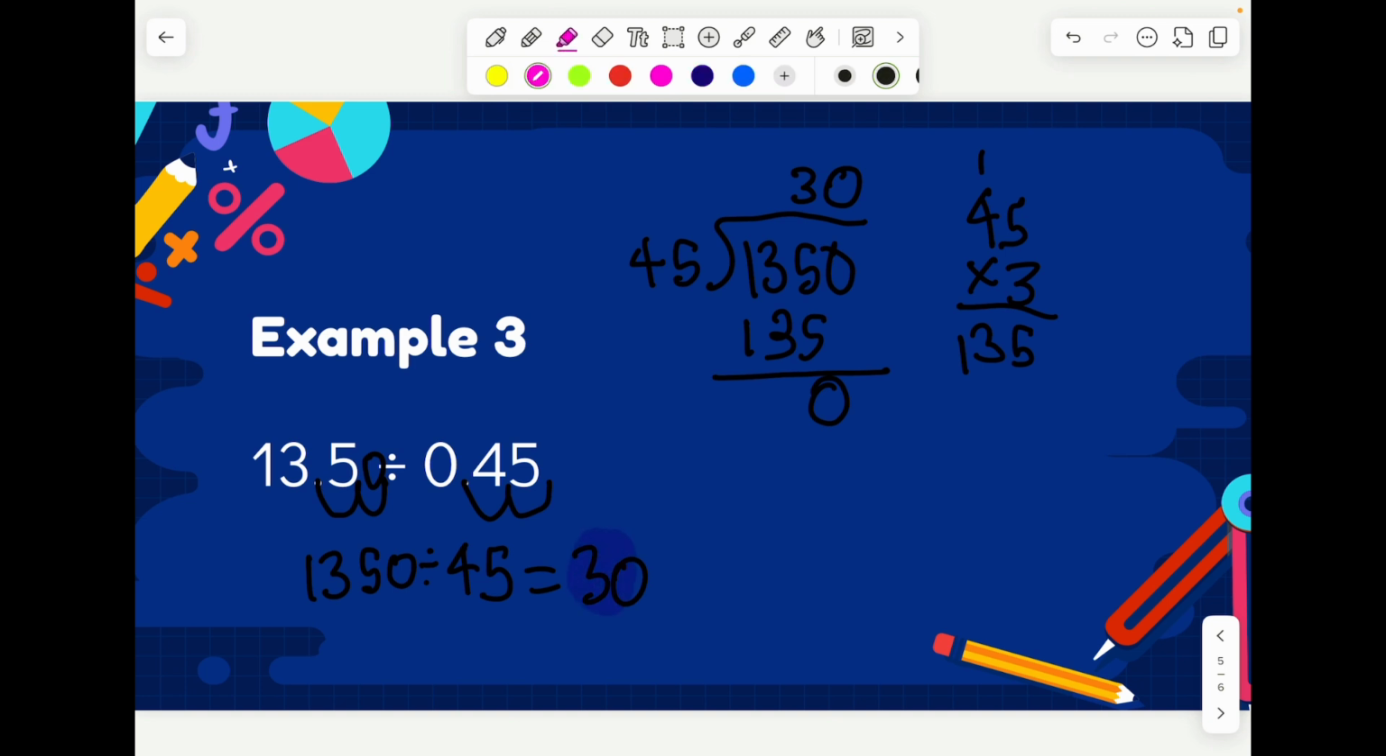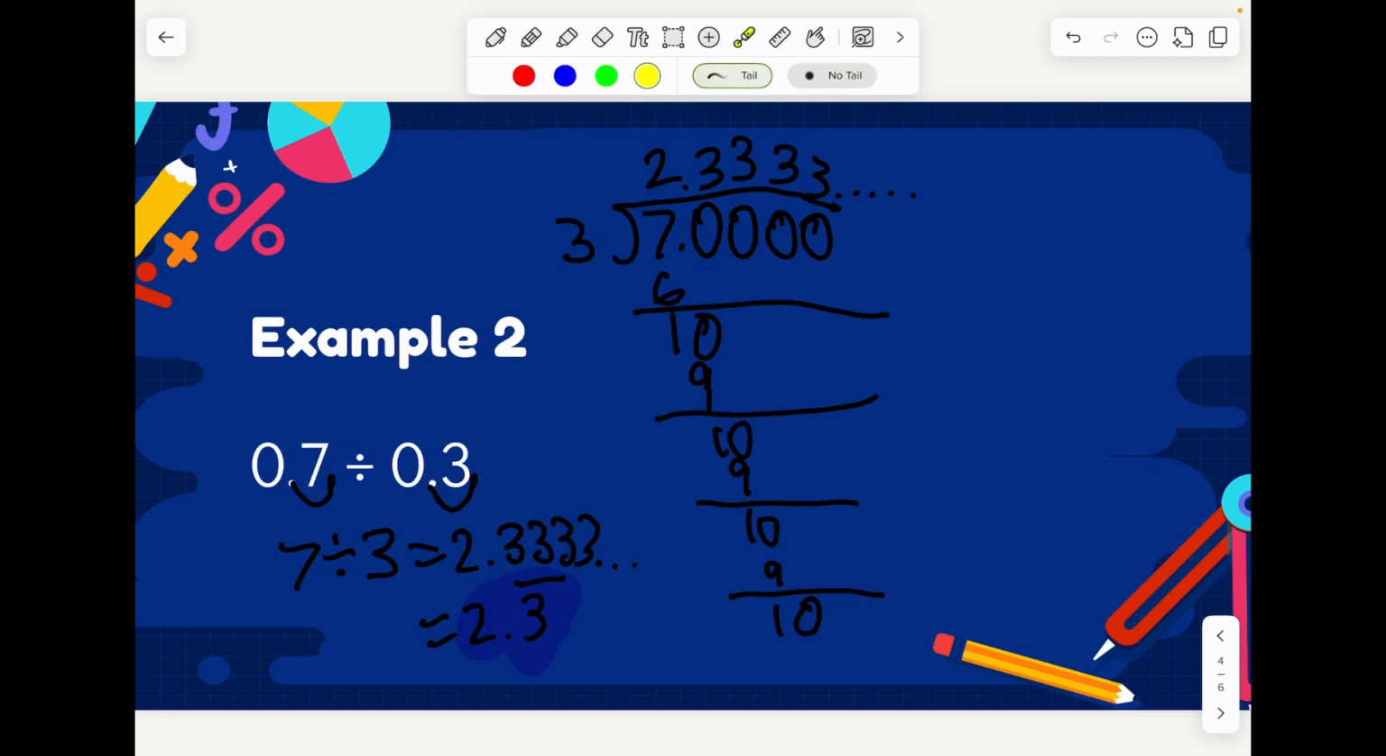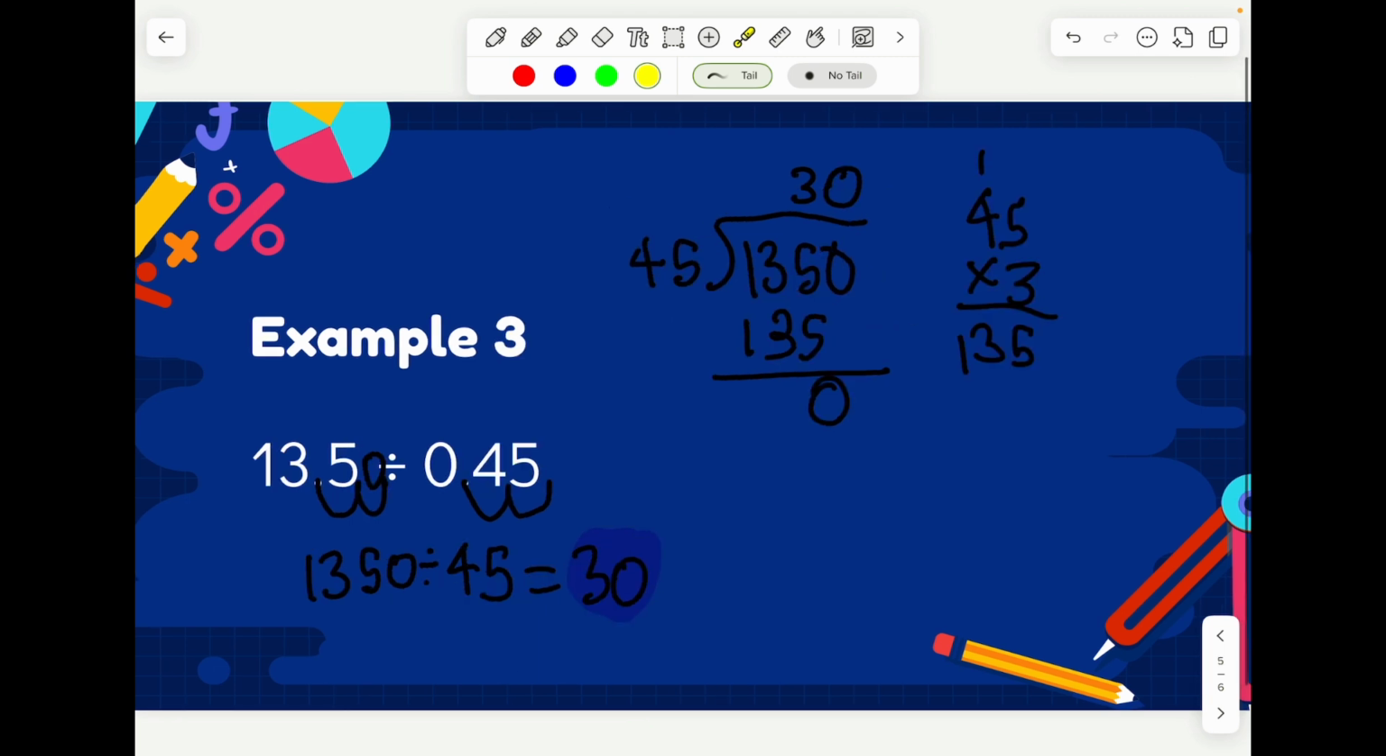That's our answer. So sometimes you won't have to add those decimal points like we did in example 2 where we wrote a bunch of zeros. Sometimes we don't need to do that if we just end up with a nice whole number.